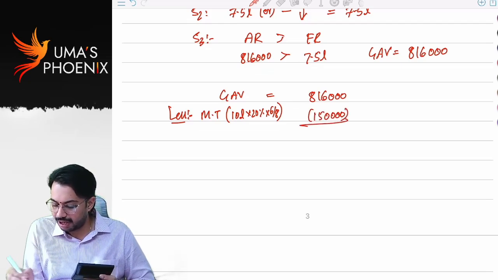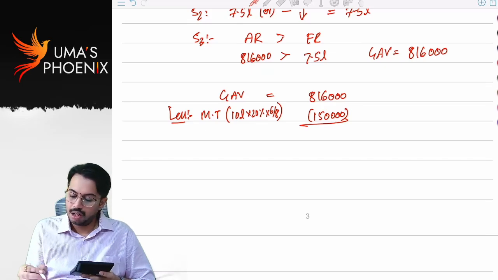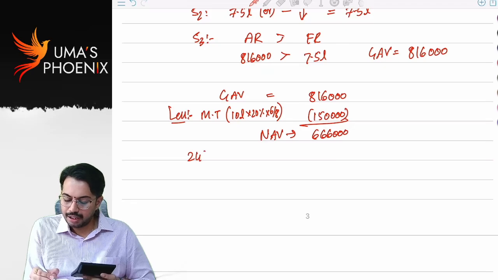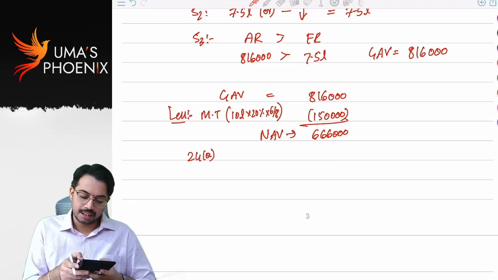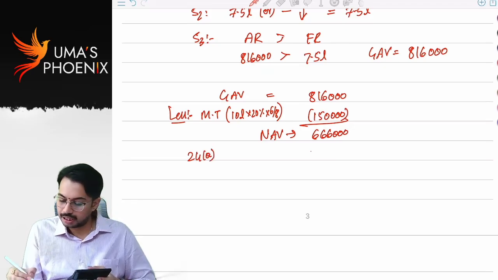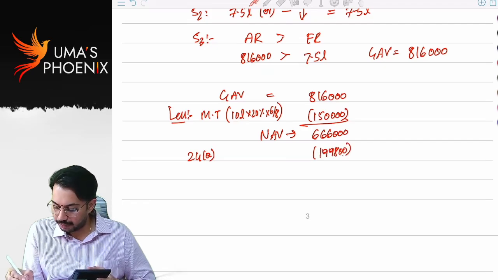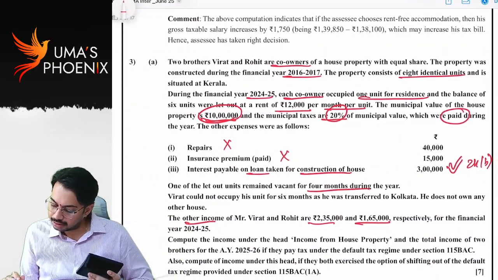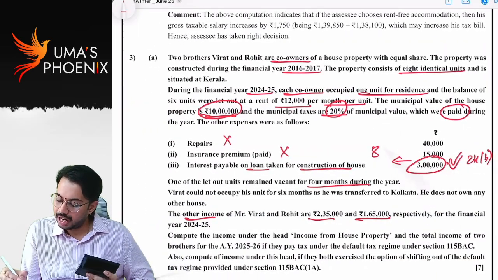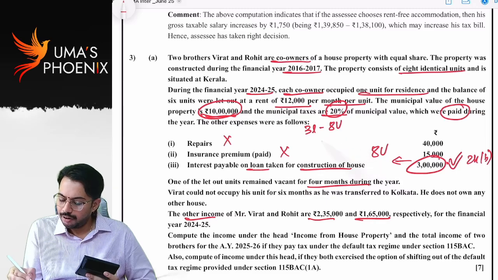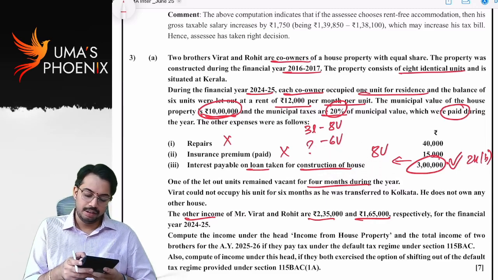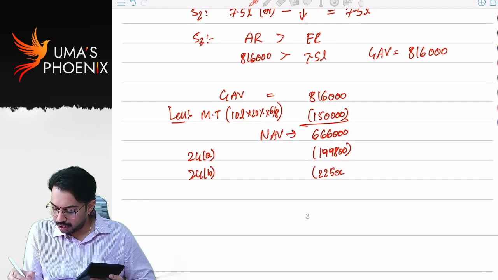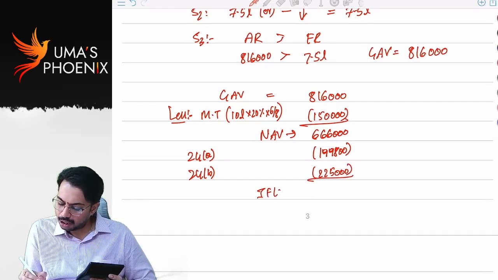How much is net annual value? Net annual value is 6 lakh 66,000. From this, we will reduce standard deduction under 24A. 6 lakh 66,000 into 30%, 1 lakh 99,800. Next 24B, interest on borrowed capital. How much is interest? 3 lakhs. 3 lakhs is for 8 units. For 6 units, how much? 3 lakhs divided by 8 into 6, 2 lakh 25,000. How much is income from let out property?